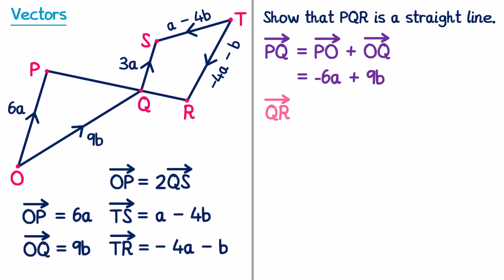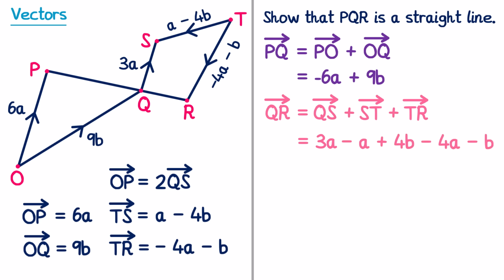We can now get from Q to R by going from Q to S, and then S to T, and then T down to R. And we have all of these vectors on the diagram now. So from Q to S is 3a, and from S to T we go against that arrow, so we need to change the signs of those terms, so it'll be negative a and plus 4b, and then from T to R we go with that arrow, so it's minus 4a minus b. Then we need to collect like terms here. We've got 3a, subtract 4a, which is negative 2a, and then we have 4b, subtract b, which is plus 3b. So we've now found the 2 vectors we need, and we just need to check that they're parallel.